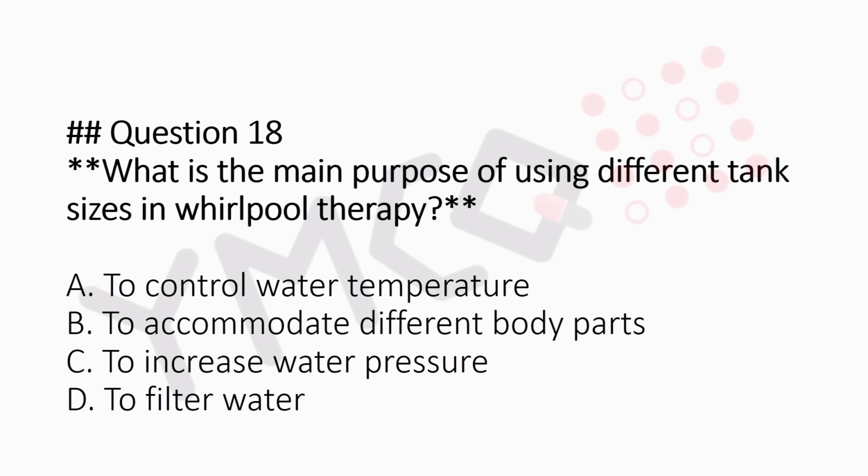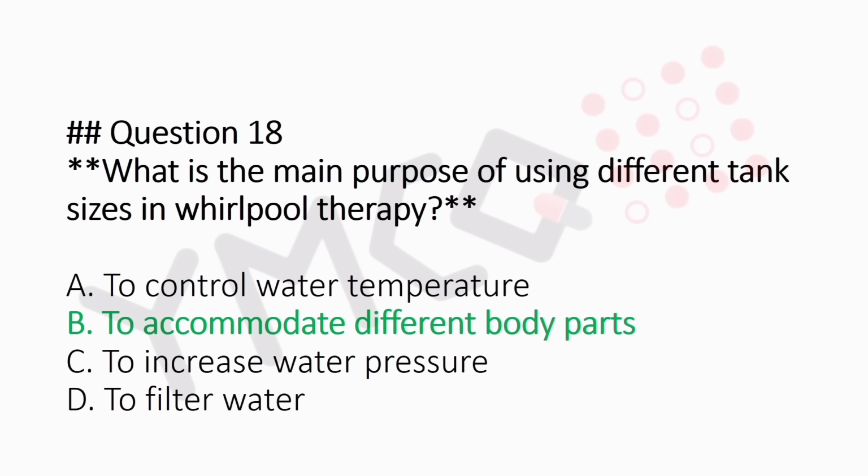What is the main purpose of using different tank sizes in whirlpool therapy? Option A, to control water temperature. Option B, to accommodate different body parts. Option C, to increase water pressure. Option D, to filter water. And answer is option B, to accommodate different body parts. Now let's move to question number 19.